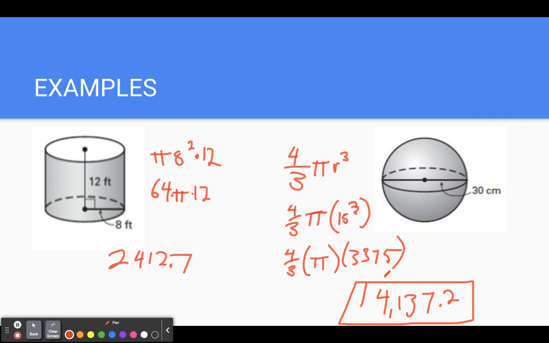All right, so pretty basic. In the end, you just plug your numbers into your equation. Pretty simple for our last lesson of the school year.